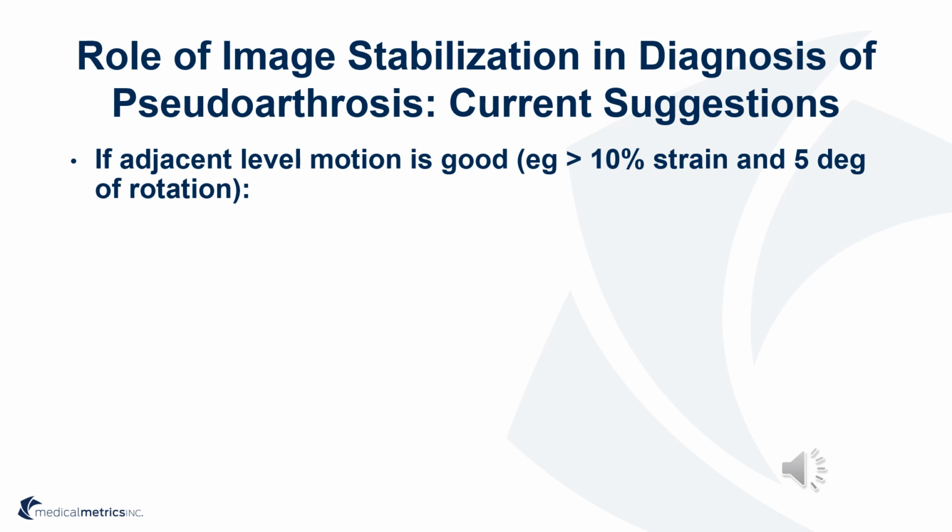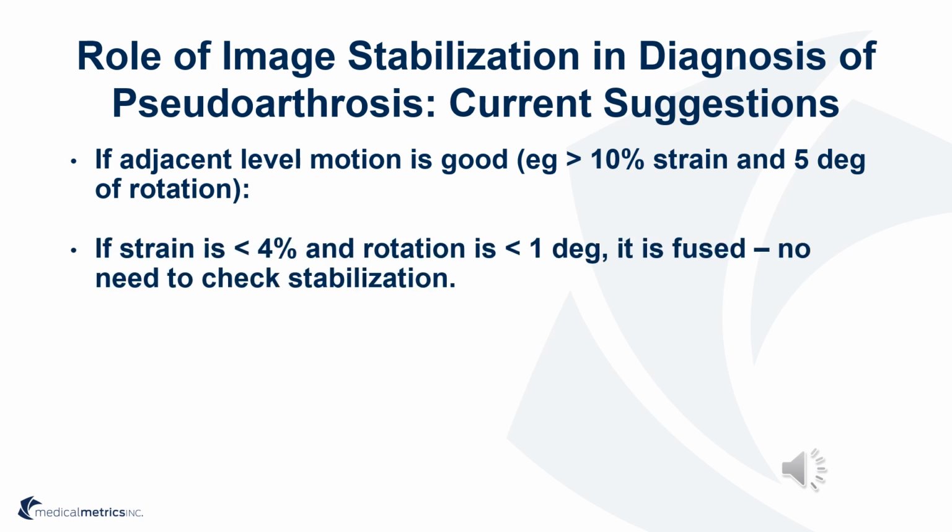The first step must always be to check that the spine was adequately stressed. Checking for at least 10% strain and 5 degrees of rotation at adjacent levels is one approach. If that test is passed, then if strain is under 4% and rotation is under 1 degree, the level is likely fused and it is not essential to check stabilization.